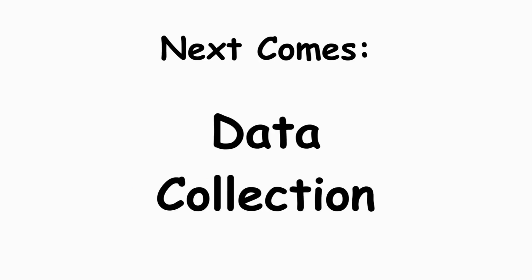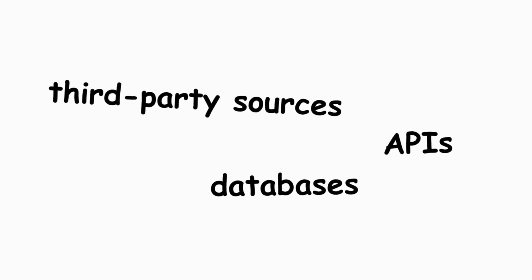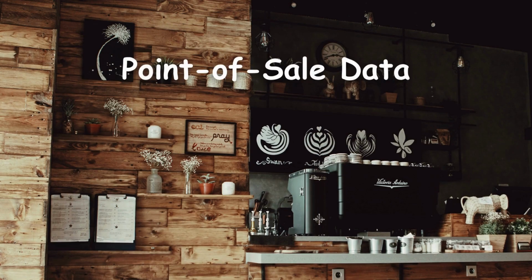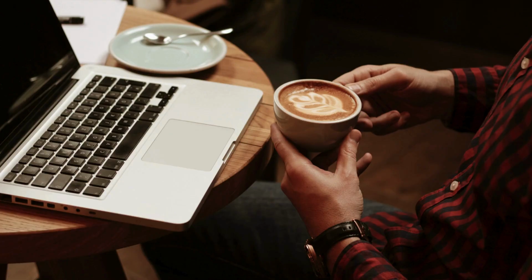Next comes data collection. You'll gather data from your databases, APIs, or third-party sources, like our coffee shop gathering point-of-sale data, weather information, and local event calendars to understand customer patterns. Make sure you have the right permissions and privacy controls in place.